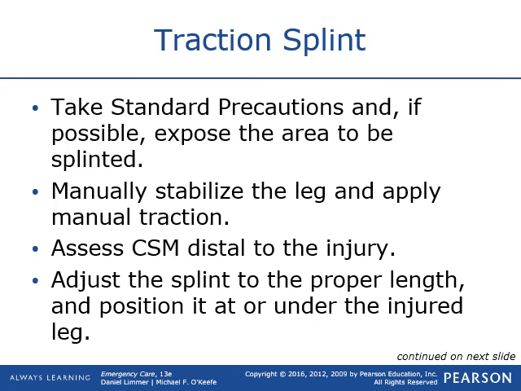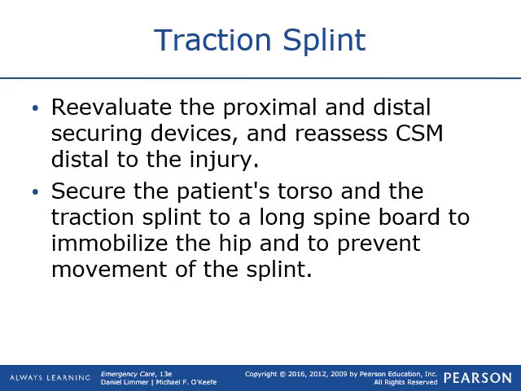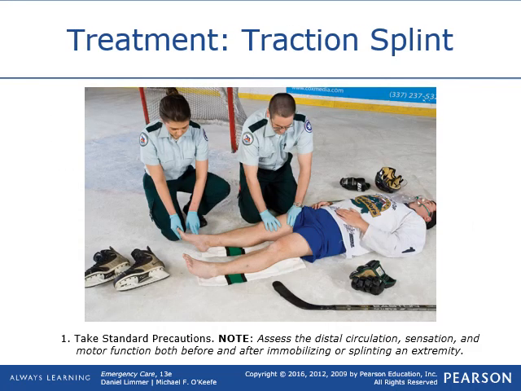Adjust the splint to the proper length and position it at or under the injured leg. Apply the proximal securing device. It can be a strap, depending on what type of traction splint you're using. Apply the distal securing device, usually around the ankle. Apply mechanical traction. Position and secure support straps. Then you're going to reevaluate proximal and distal securing devices, reassess PMS distal to the injury, and secure the patient's torso and the traction splint to a long spine board to immobilize the hip and to prevent further movement.